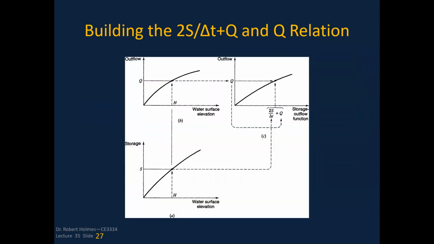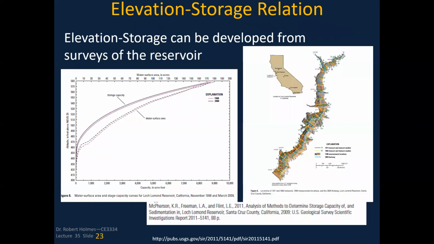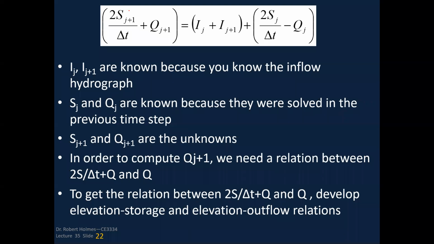And so we're going to use what's called level pool routing, also known as reservoir routing, to solve this equation here, which looks at the storage, the outflow, and the inflow to come up with the outflow hydrograph. The inflow hydrograph is the I. The storage is what is stored at each time step.